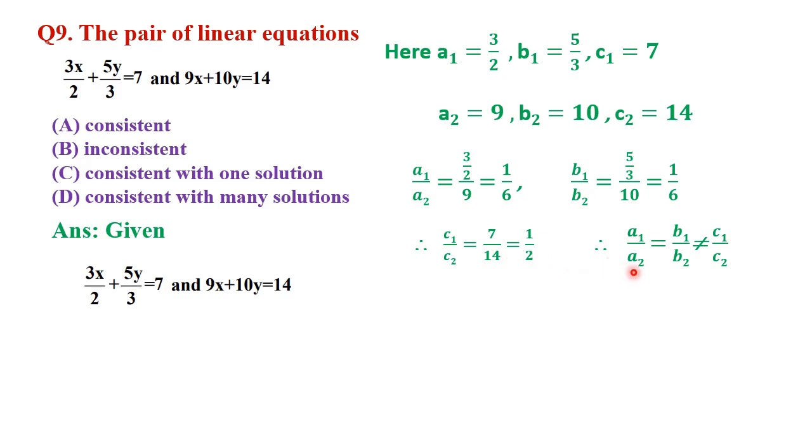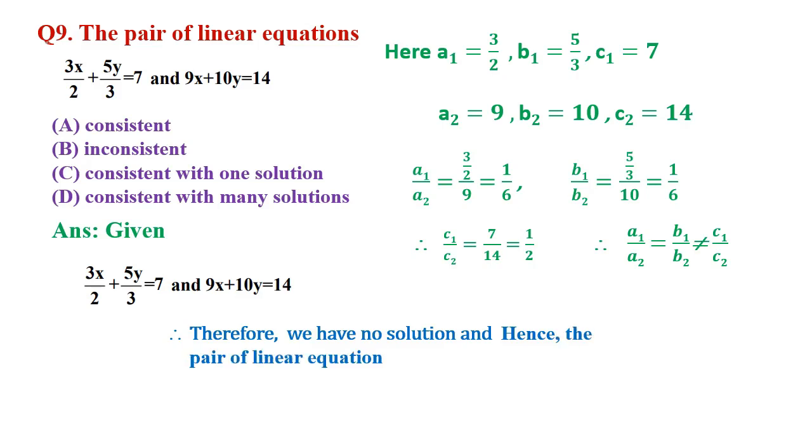Therefore, A1 by A2 is equal to B1 by B2 is not equal to C1 by C2. Therefore, we have no solution and hence the pair of linear equations is inconsistent. Hence, option B is the correct answer.